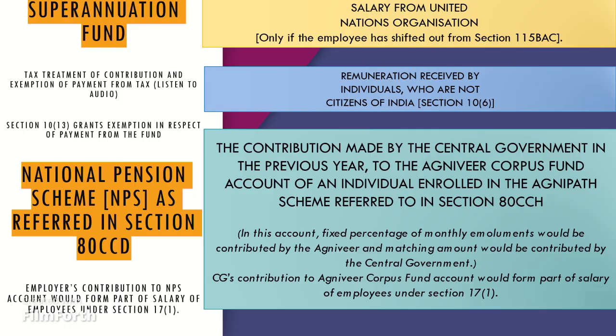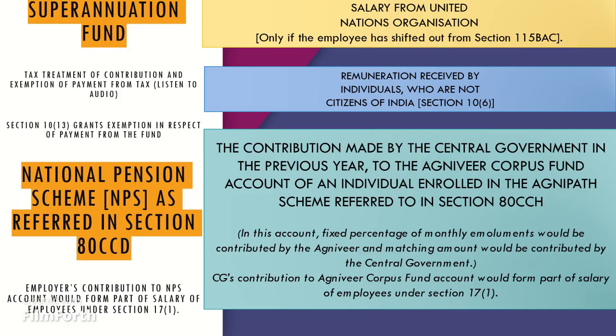The contribution made by the central government or any other employer in the previous year to the account of an employee under a pension scheme referred to in Section 80CCD. National Pension Scheme is a scheme approved by the government for Indian citizens aged between 18 to 70 years. Subscriber of the NPS account contributes some amount in their account. In case of any employee being a subscriber of the NPS account, employer may also contribute into the employee's account. Employer's contribution to NPS account would form part of salary of employees under Section 17(1).